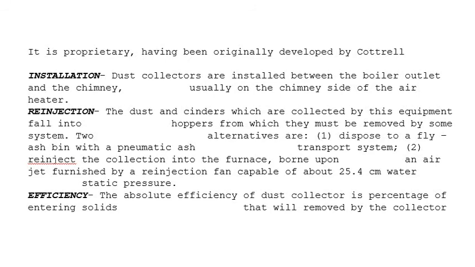So, reinjection. The dust and cinders collected by this equipment fall into hoppers from which they must be removed by some system. Two alternatives are: first, dispose to a fly ash bin with a pneumatic ash transport system. Second, reinject the collection into the furnace borne upon an air jet, with a reinjection fan capable of about 25.4 centimeters water static pressure. The absolute efficiency of a dust collector is the percentage of entering solids that will be removed by the collector.